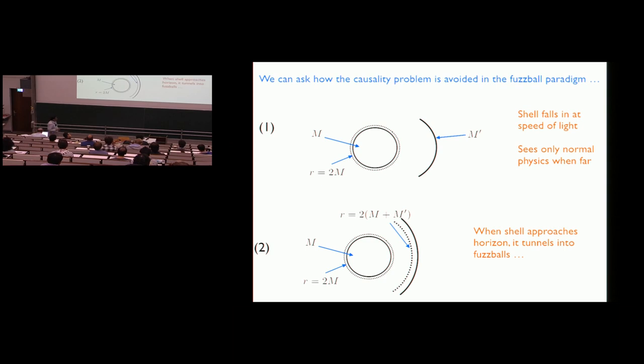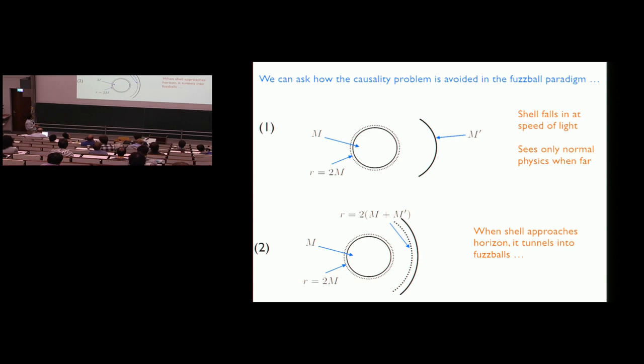Okay, so now let's see how we resolve the causality paradox in fuzzballs. That will actually teach us something very important, and in the end I will use that to come to the firewall problem and say something about that. So let's ask how the causality problem is avoided in the fuzzball paradigm. So what is the causality problem?